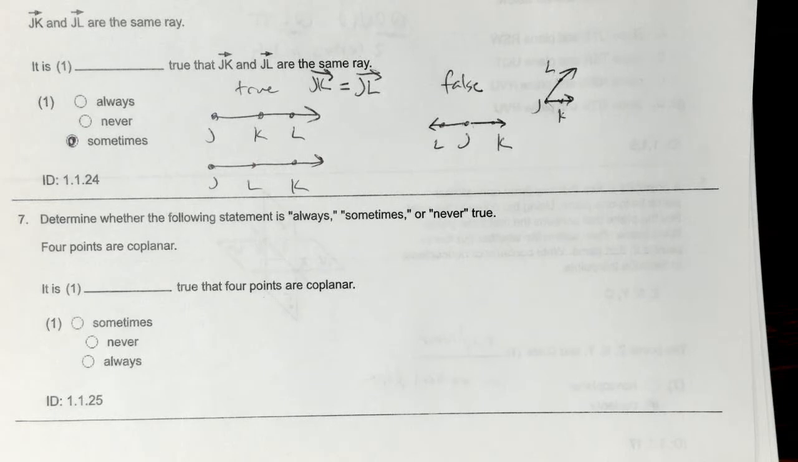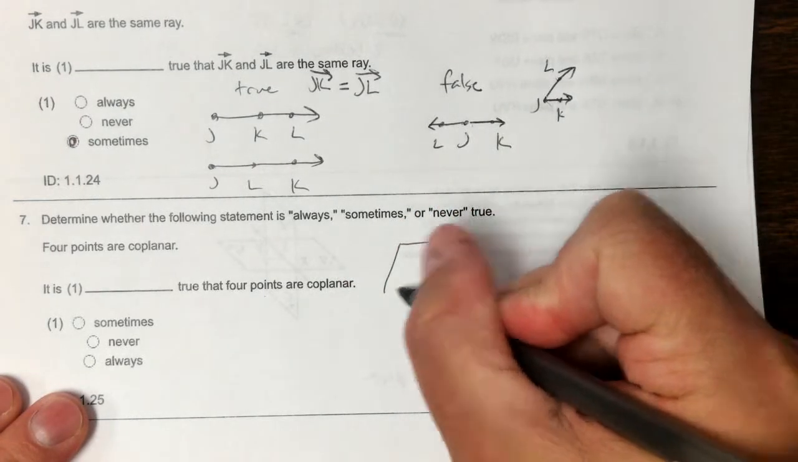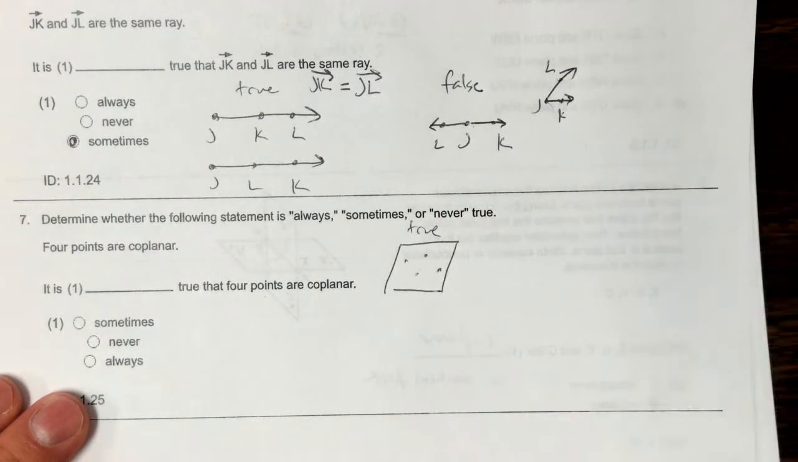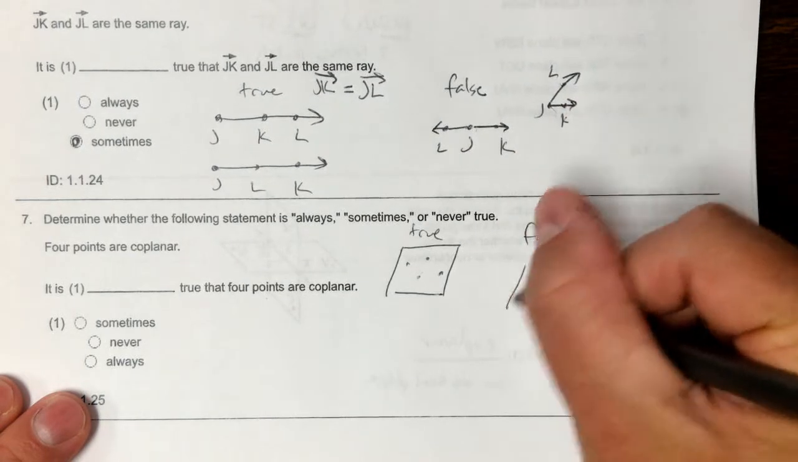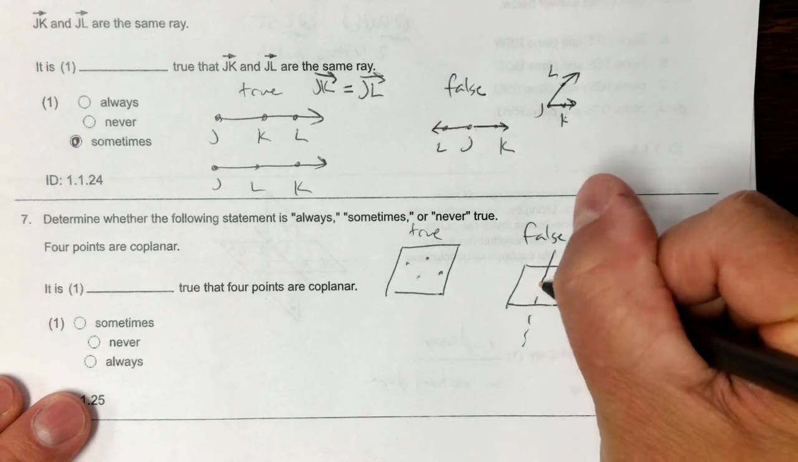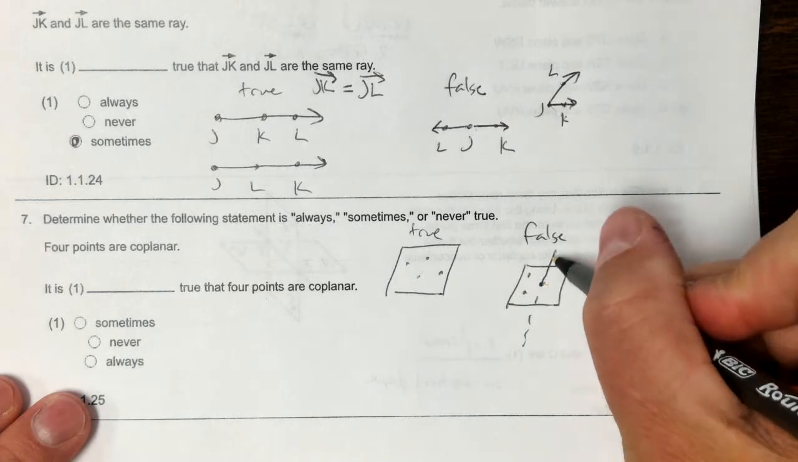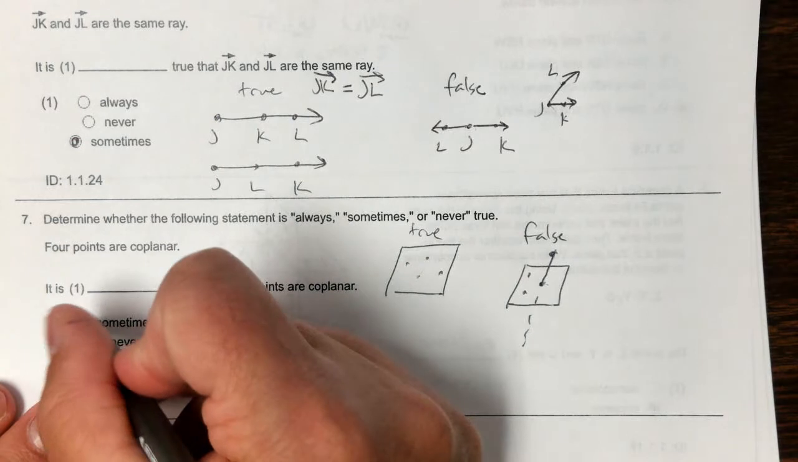Any questions? Okay. Number 7, 4 points are coplanar. So remember, there is a true case for this when all 4 would be on the same plane. But there's also a false case where like a line cuts through and it intersects at that point. So you could say a couple of points are on the plane and one of them's off the plane. So again, that's going to be sometimes.